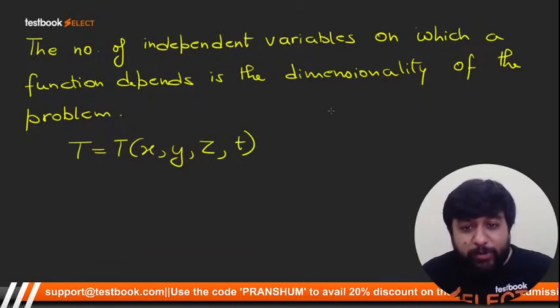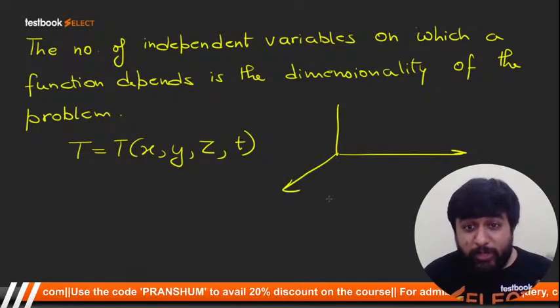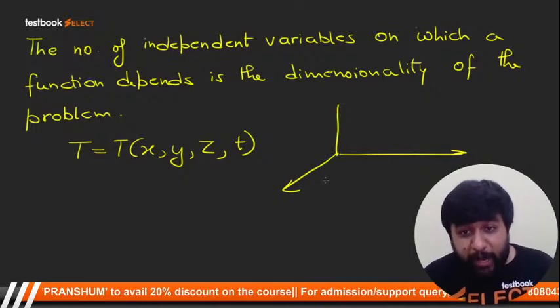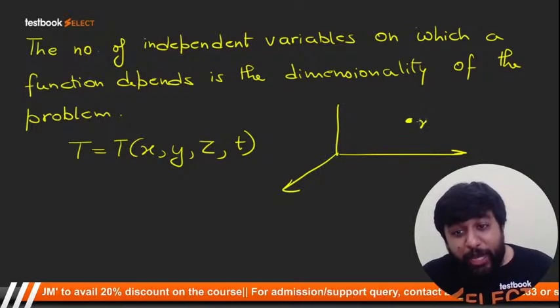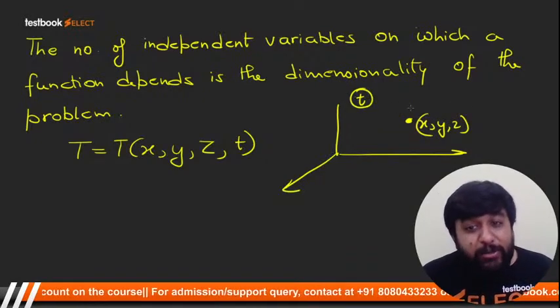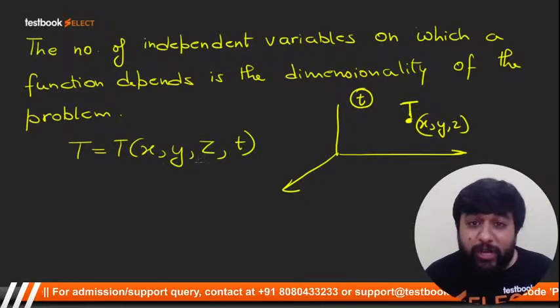And obviously what this means? Obviously it means that, sir, this is the space. This space can be a wall. This space can be a room. So this is the space. In the space, if we take a point x, comma, y, comma, z, then at time instant t, what is the value of temperature at the point? This is what the function tells.